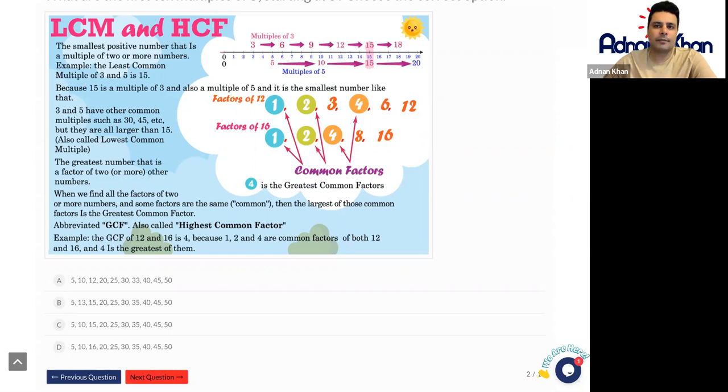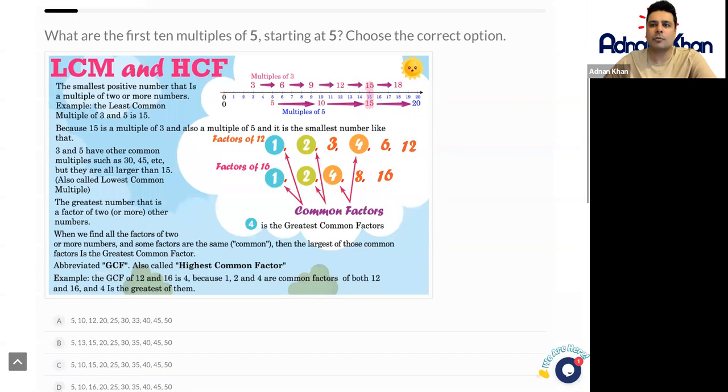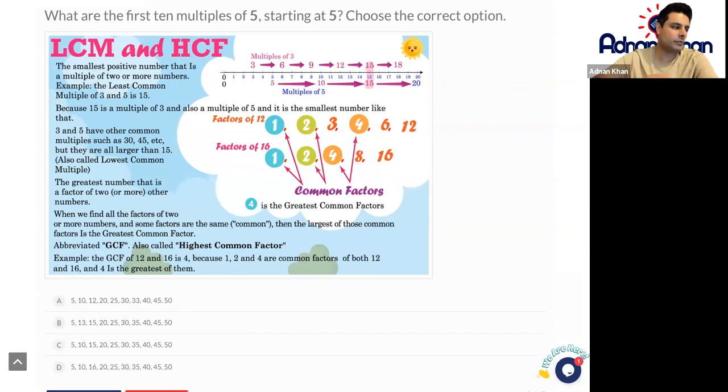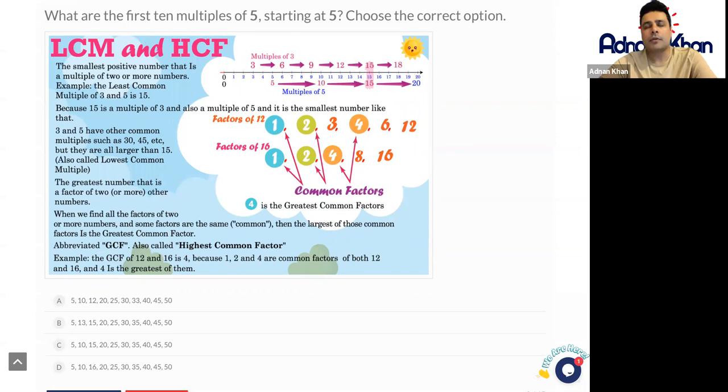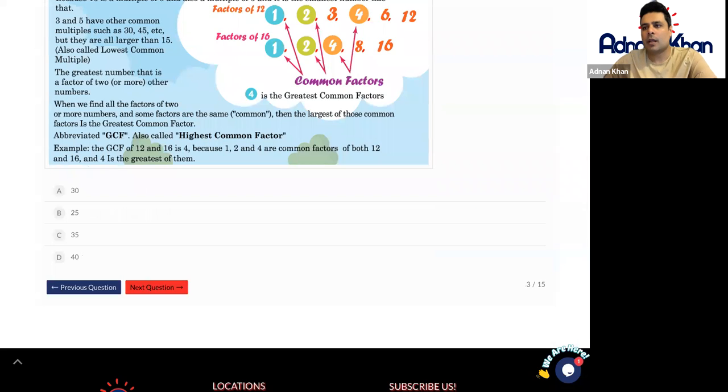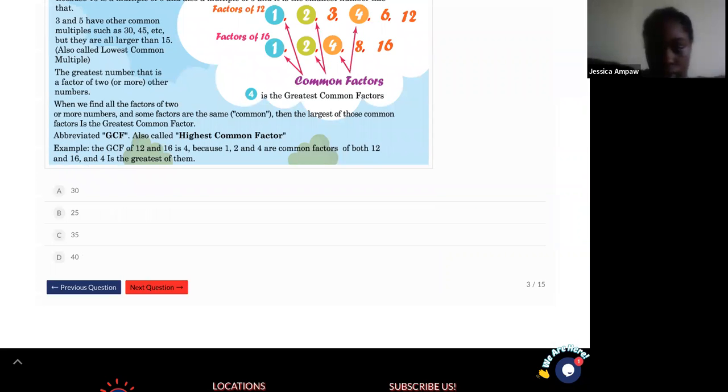Okay, so go ahead. What are the first 10 multiples of 5 starting at 5? Is it C? Are multiples bigger numbers or smaller numbers? Bigger numbers. C is correct because it's a 5 times table again: 5, 10, 15, 20, 25, 30, 35, 40, 45, and 50. Well done, Jessica. And let's go on to the next question.